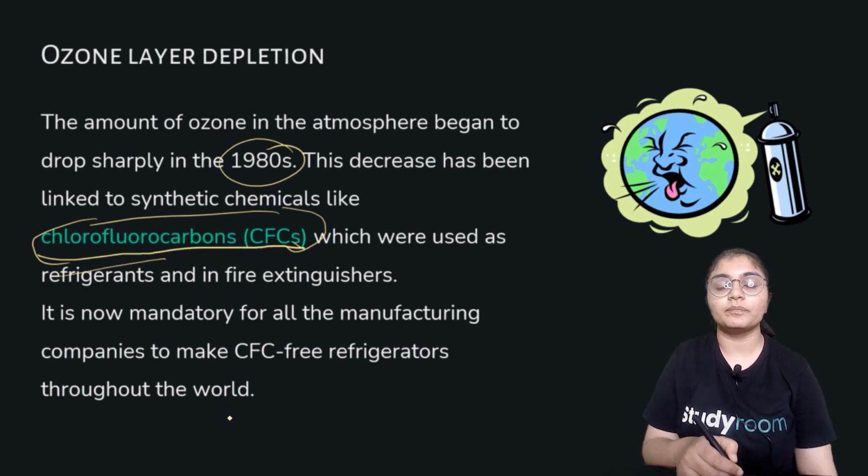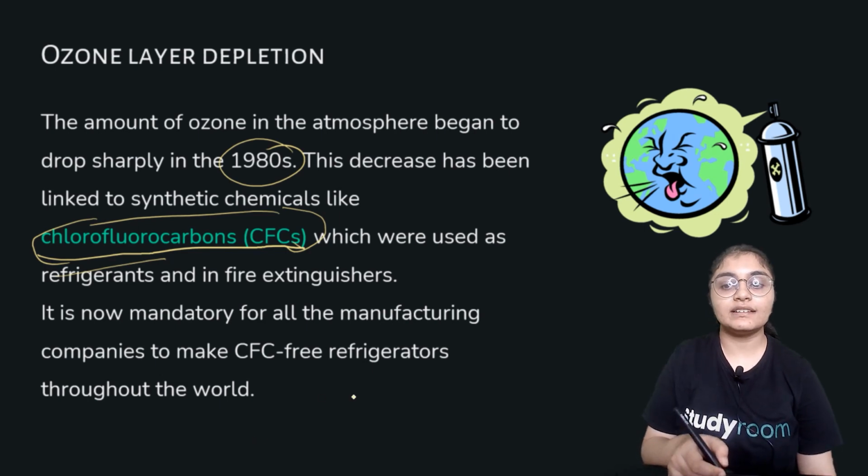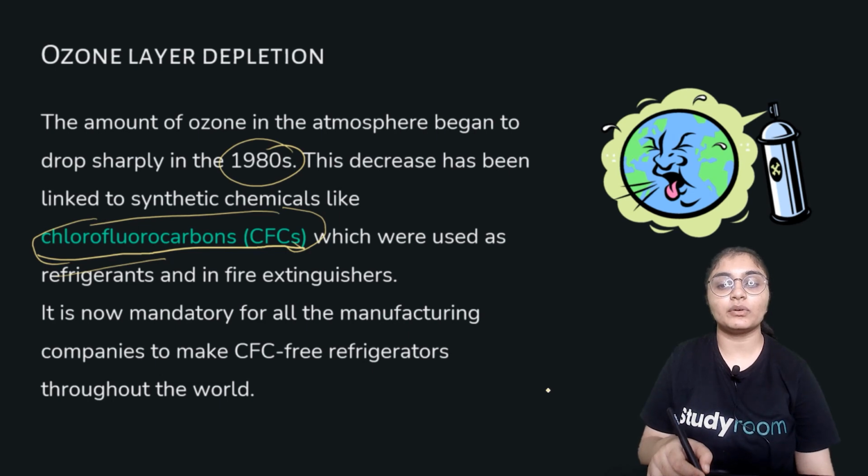refrigerators throughout the world. In 1987, the United Nations Environment Programme, that is UNEP, also succeeded in forging an agreement to freeze CFC production at 1986 levels. So this is how the United Nations Environment Programme also acted on this issue, and tried to control the level of CFCs in the atmosphere so that the ozone layer depletion could be managed.